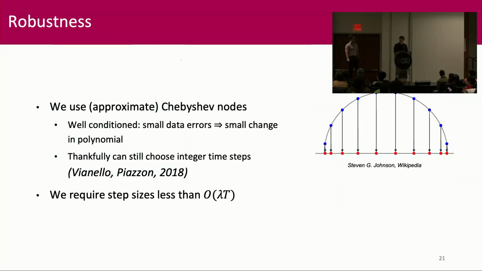Another crucial ingredient is robustness. We can't calculate the values of f perfectly. And moreover, we don't want to be too picky about our choice of interpolation node. So I'll start with the values. In terms of the data values, it's a pretty standard numerical result for polynomial interpolation that the Chebyshev nodes are ideal, in the sense that if I have some error in my data points, it doesn't drastically change the interpolating polynomial. This is not always the case for any choice of nodes.